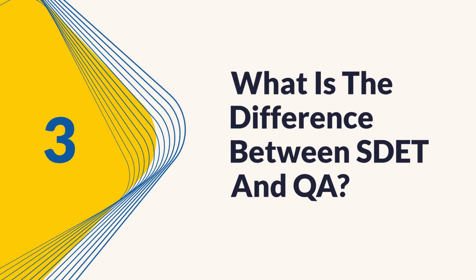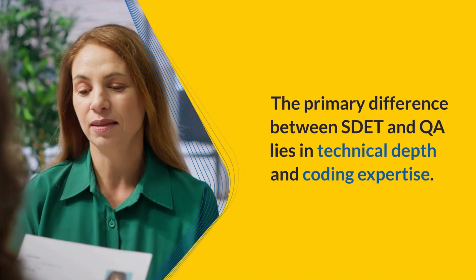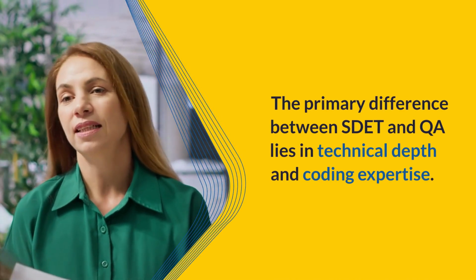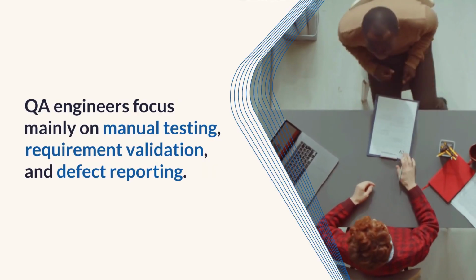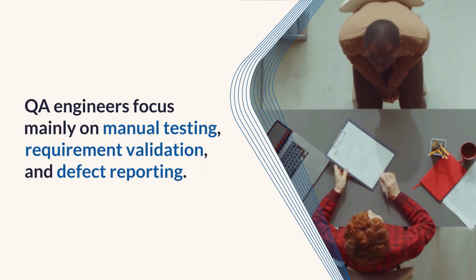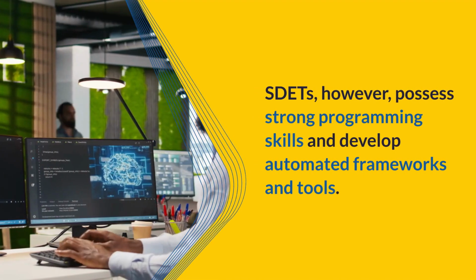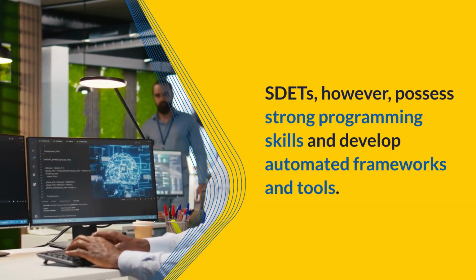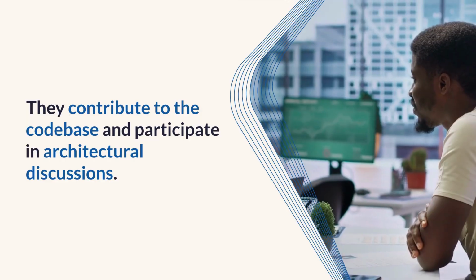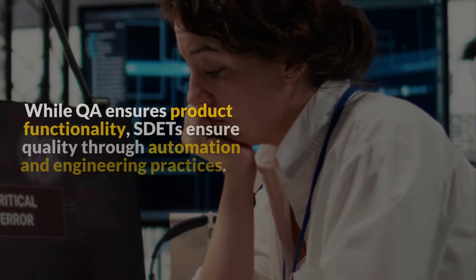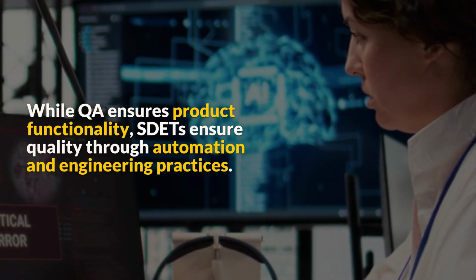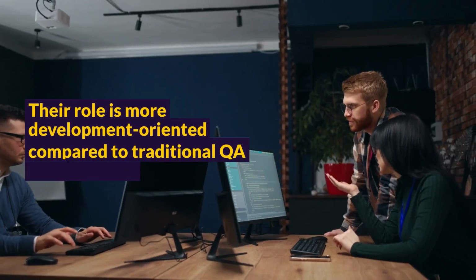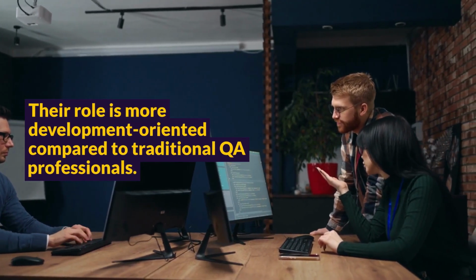3. What is the difference between SDET and QA? The primary difference between SDET and QA lies in technical depth and coding expertise. QA engineers focus mainly on manual testing, requirement validation, and defect reporting. SDETs, however, possess strong programming skills and develop automated frameworks and tools. They contribute to the code base and participate in architectural discussions. While QA ensures product functionality, SDETs ensure quality through automation and engineering practices. Their role is more development-oriented compared to traditional QA professionals.